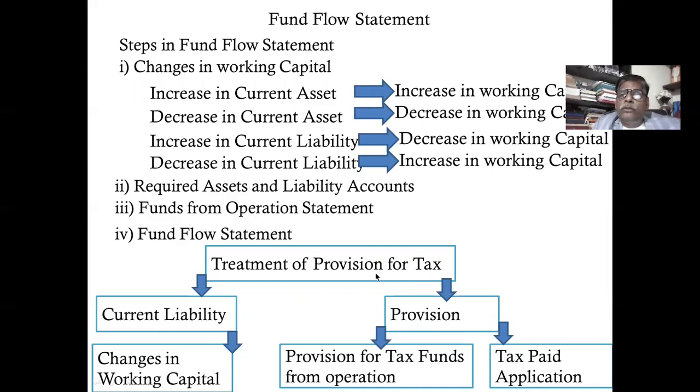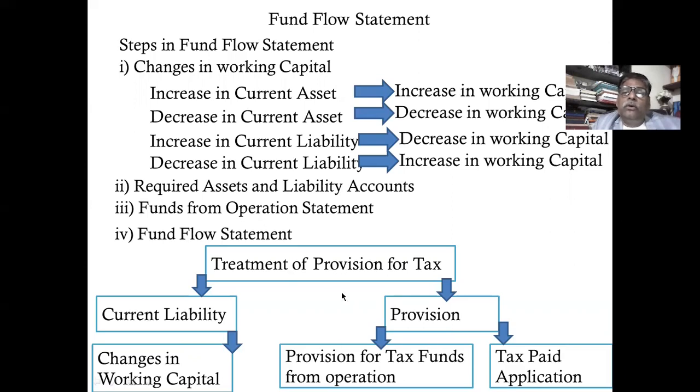If provision for tax appears only in the balance sheet and notes, you consider it as a current liability. If there is an adjustment to that provision for tax, then you consider it as a provision, open the account, take the adjustment in the account and find the other item. If the provision for the current year is given in the adjustment, you will calculate tax paid. If tax paid in the current year is given, you will calculate the provision. This is the point you remember.